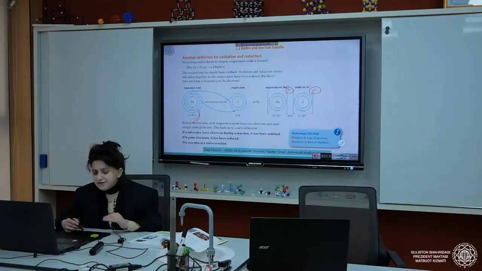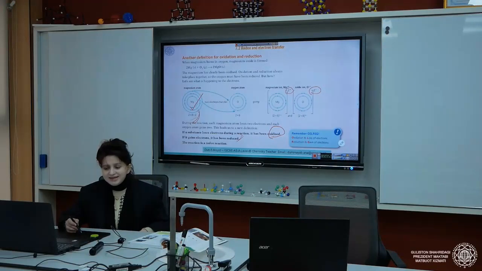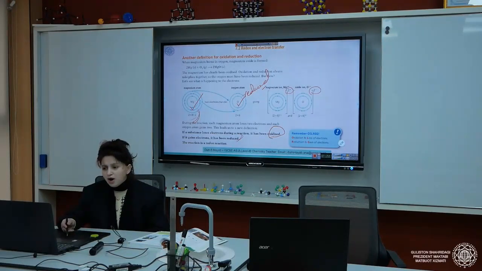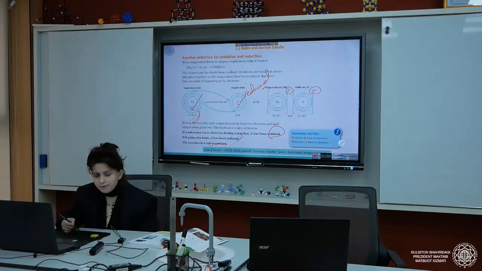So if a substance loses electrons during a reaction, it is said to be oxidized. You can see this word. And if it gains electrons, it is said to be reduced. So we are going to classify this magnesium as what? As an oxidized species, and this oxygen as a reduced species. Got it? And as a whole, this formation of magnesium oxide has taken place by which type of reaction? By a redox reaction. Is it easy now? Have you understood, all of you?